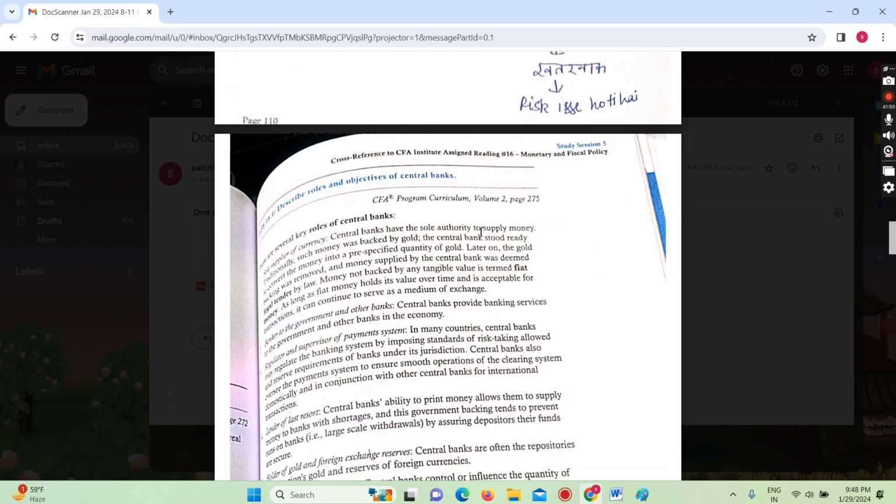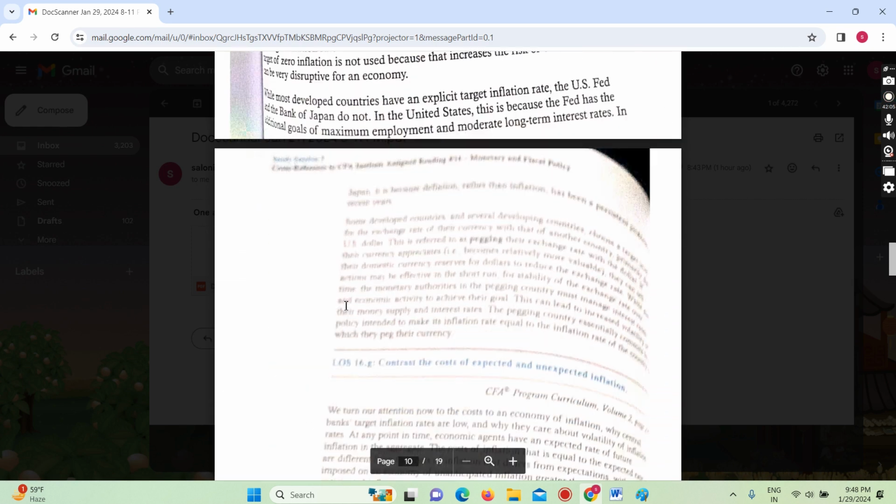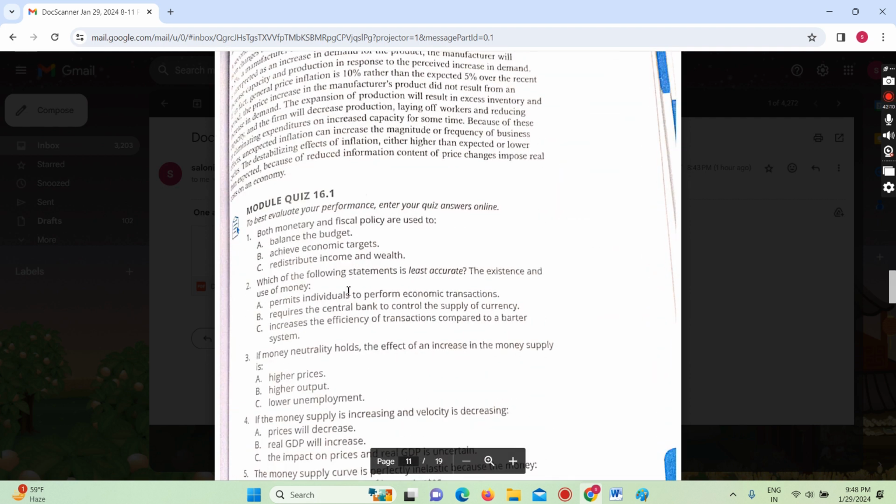Now we need to discuss further. But before discussing that, we are jumping towards the questions. One paper we still need to read, but we will discuss it subsequently. Firstly, we are going to discuss the MCQs.